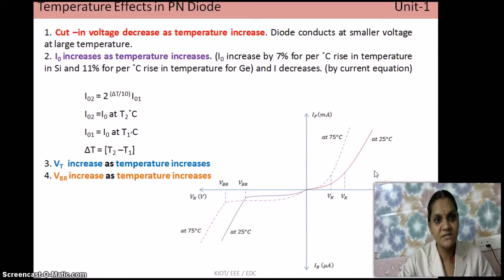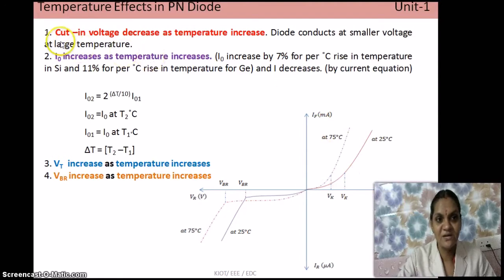The first is the temperature effects in a PN junction diode. Normally, in a PN diode there are two types of charge carriers: majority charge carriers and minority charge carriers. With respect to temperature, majority charge carriers do not have any effect, whereas minority charge carrier concentrations change abruptly with an increase or decrease in temperature. So keep this in mind: temperature affects only minority charge carriers, and we will see the effects here.